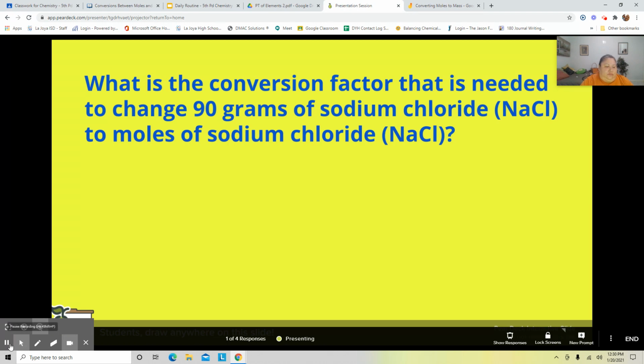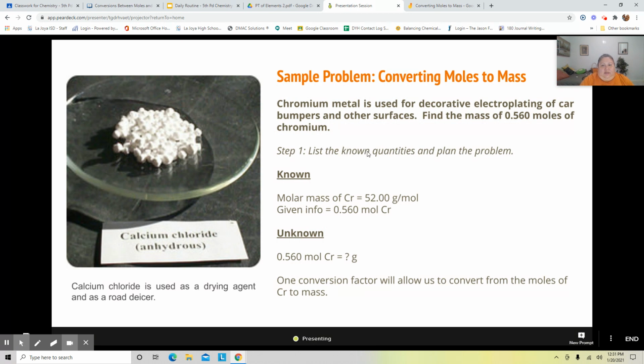So yes, it's all about the molar mass. Anytime you're learning this concept, it's all about practice. They're going to throw sample problems at you. And don't worry, like I said, there's going to be a strategy that's going to help you understand what to do. And here you have a picture of what calcium chloride actually looks like.